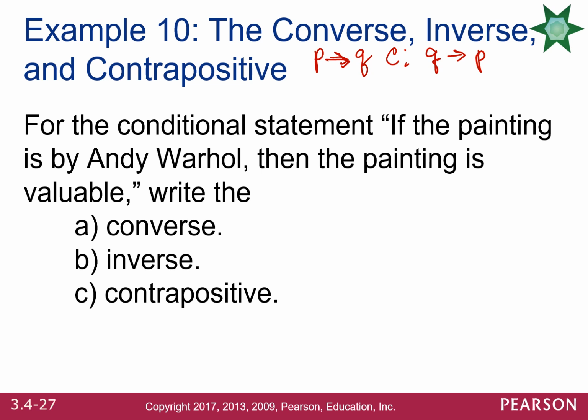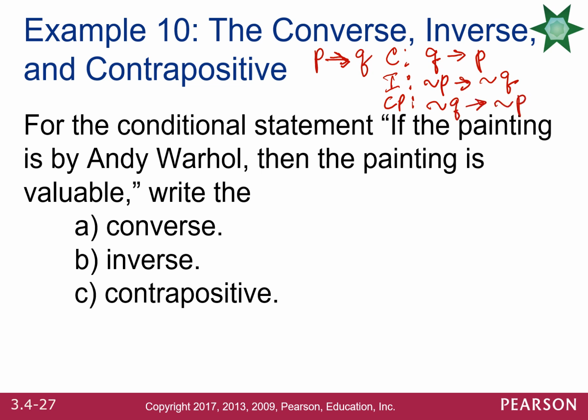If Q then P. The inverse, all right, the inverse would be negating both P and Q. So if not P, then not Q. And then the contrapositive would be the converse of the inverse. So it would be if not Q, then not P.